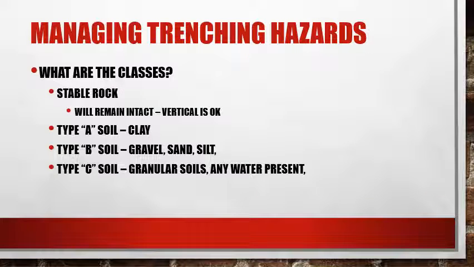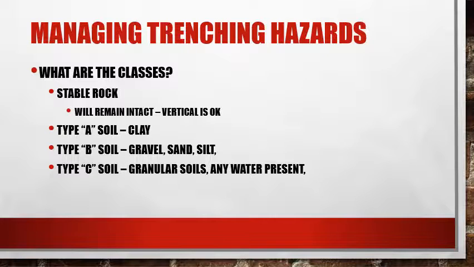So how do we manage these hazards? Well, first it gets into what the class of material the trench is made out of. If we're talking about limestone, stable rock that is able to remain intact, you can go straight up with your trench. Vertical is okay in that instance. Other than that, there are 3 soil types. There's A soil, B soil, and C soil. A soil is what we have a lot of around here, which is clay. Sticks together pretty well. Type B would be gravel, sand, or silt, and type C is a granular soil, or any soil where water is present.